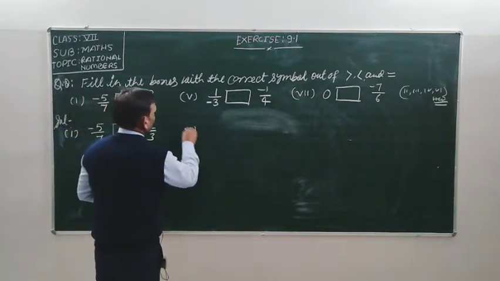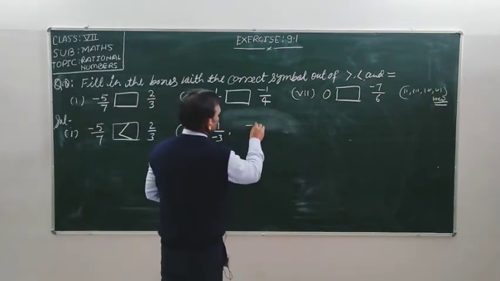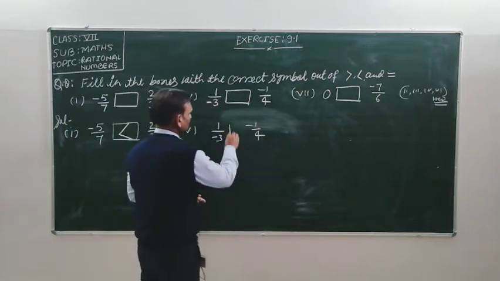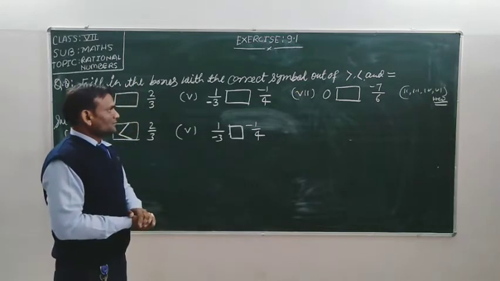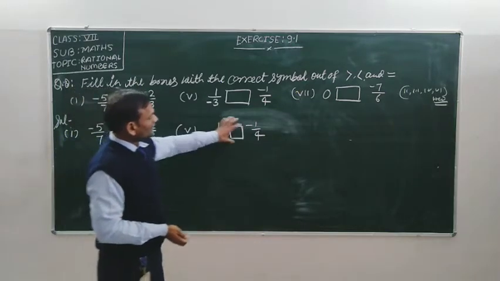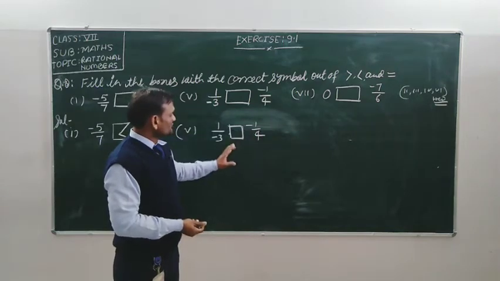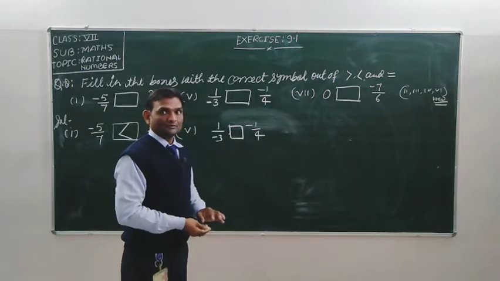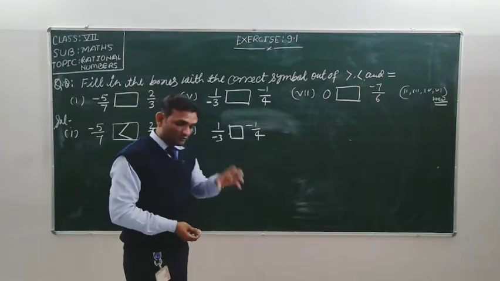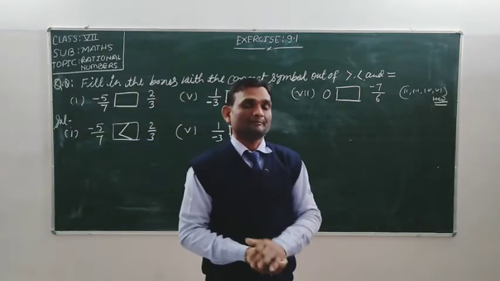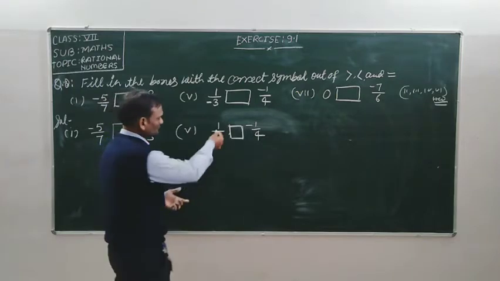And fifth part is, student, 1/-3 and minus 1/4. Student, both are negative rational numbers. In this question, firstly, I have told you, before doing any work in rational numbers, firstly you will make the denominator of the rational number positive. पॉजिटिव डिनोमिनेटर आप बनाएंगे सबसे पहले कोई भी वर्क आप करते हैं तो.